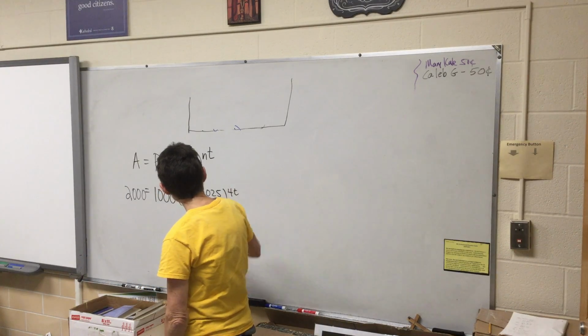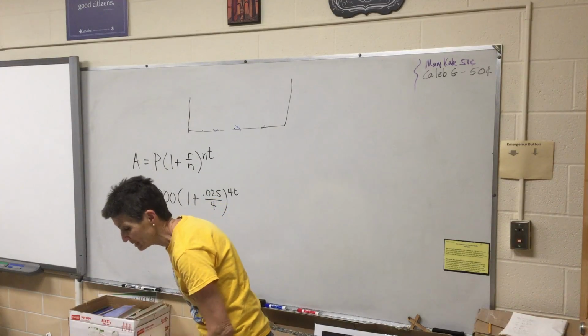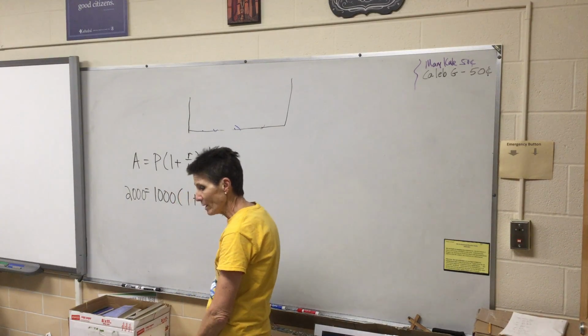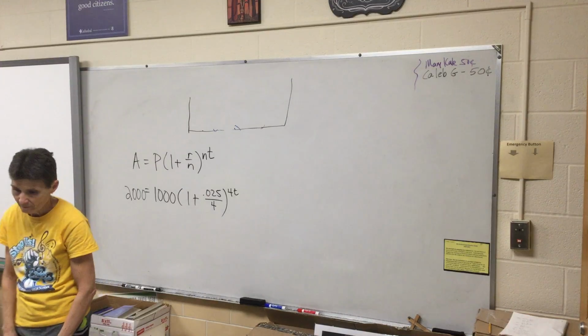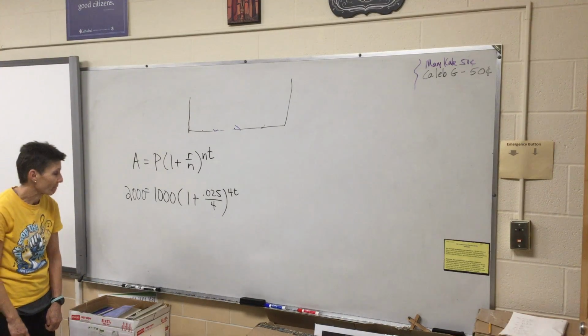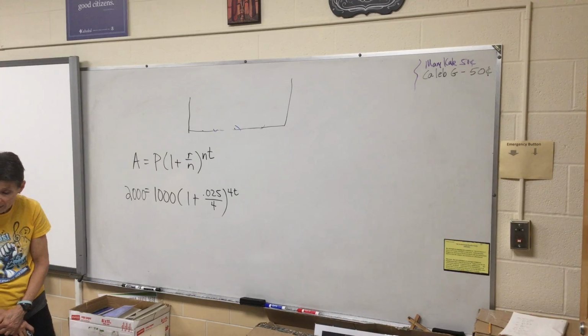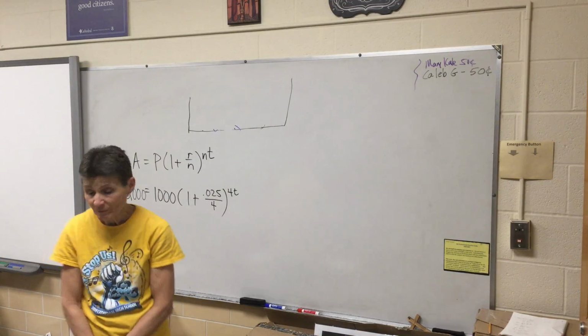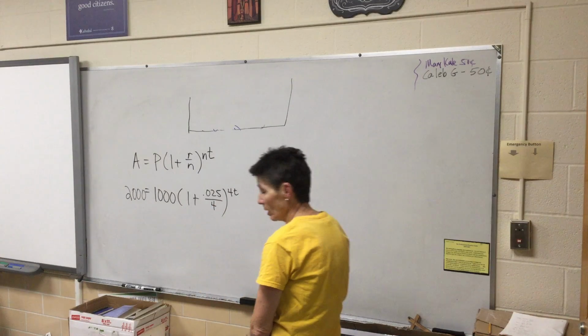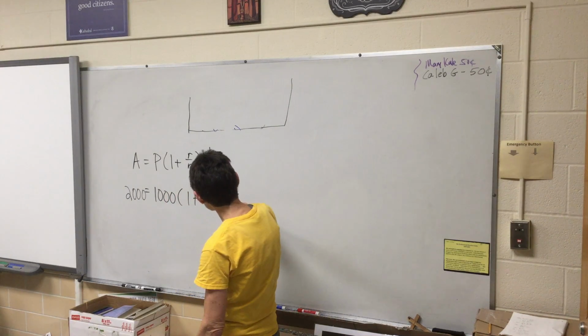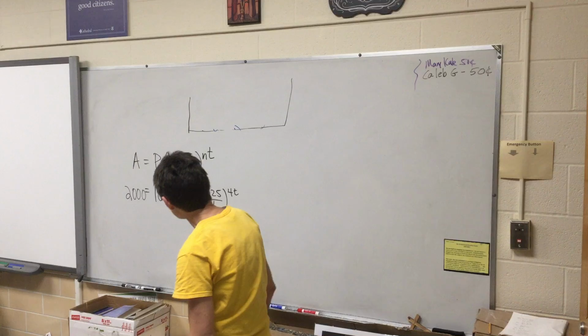And T is how long is it going to take? That's the question. What's T? 1? Oh, I don't know. We have to work it out. I don't think it's 1. Yeah, that's a T up there. So my exponent is 4T.